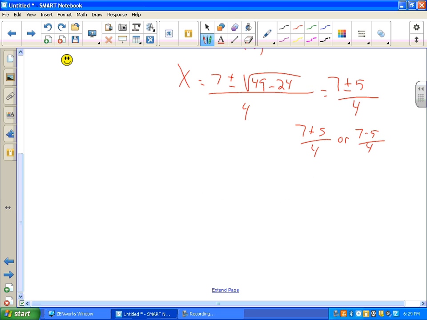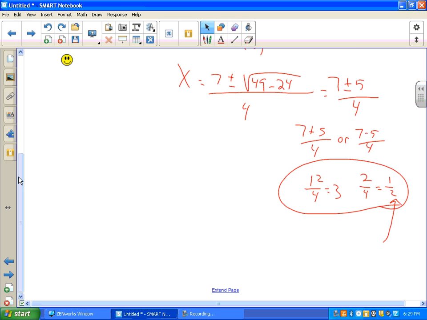7 plus 5 is 12 over 4, which is 3. 7 minus 5 is 2 over 4, which is also 1/2. We have two answers, and that's what they are. What caused the problem? That 1/2 right there. If you have any questions, make sure you ask me in class.